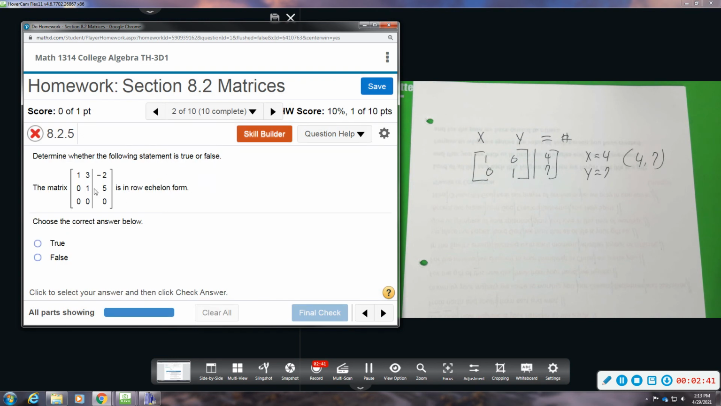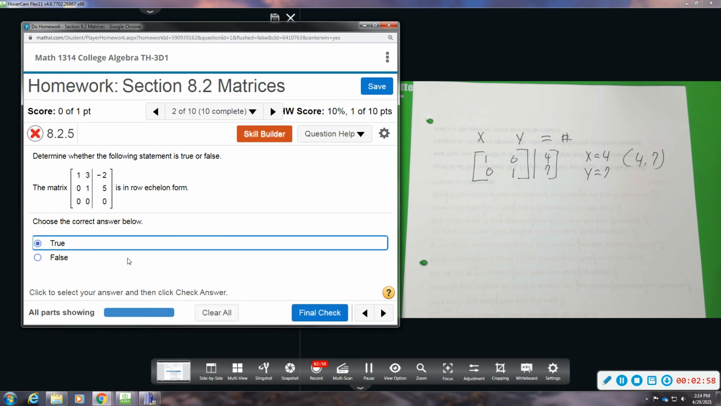So be careful. So this is true, that we have our ones down our diagonal, zeros below it. That meets the criteria. That's the main thing. There were a few more things in the book, but if you see that, that's the most of the definition.